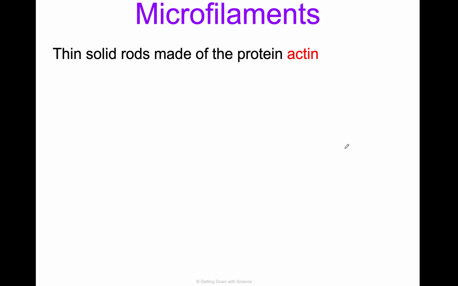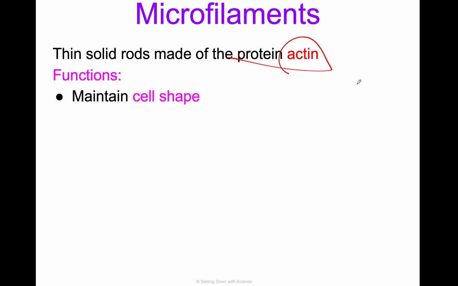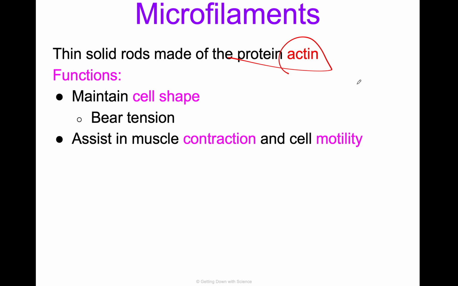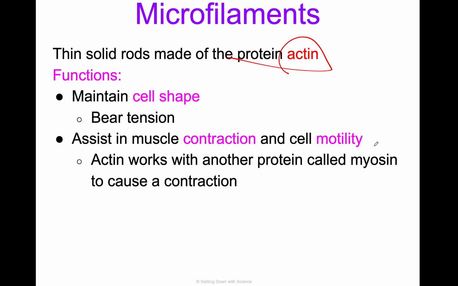Microfilaments are solid rods made of a protein, actin. I'm sorry that it doesn't work as well as microtubules and tubulin. I wish it did. They function to maintain the shape. This is your scaffolding, your 2x4. They bear tension. They assist in muscle contraction and cell motility. So motility is the flagella, weird tail thing.